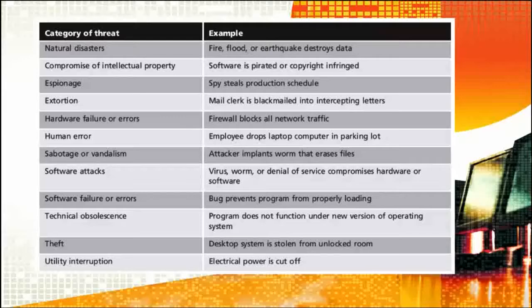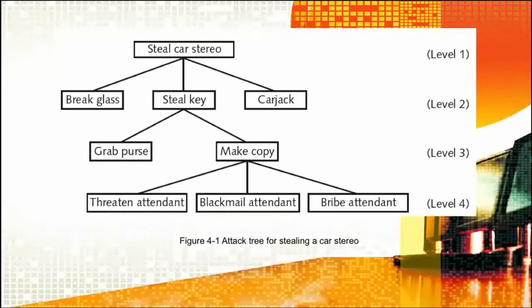Some categories of threats that you need to take into account are natural disasters, espionage, extortion, human error, software attacks, and so on. Here's a look at a typical attack tree, for instance, for stealing a car radio.